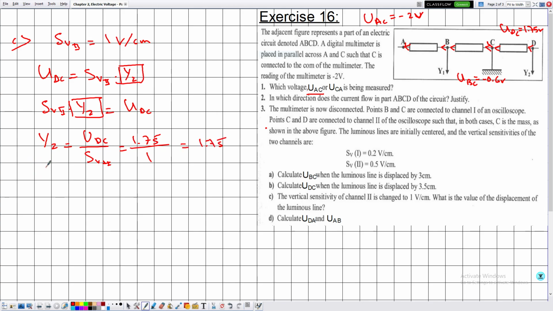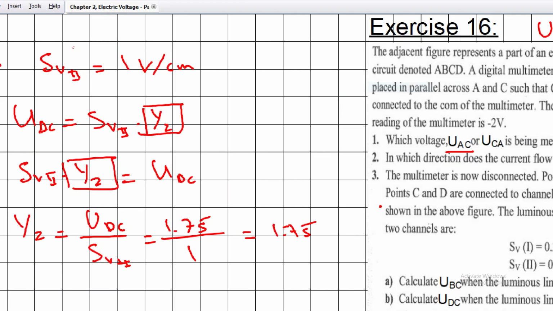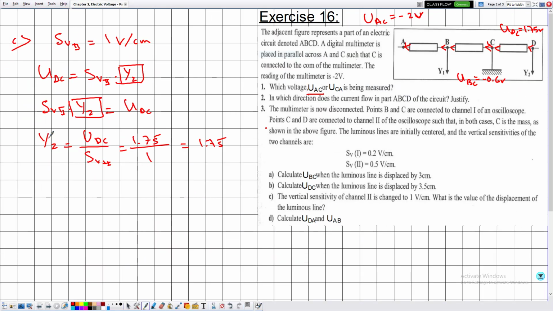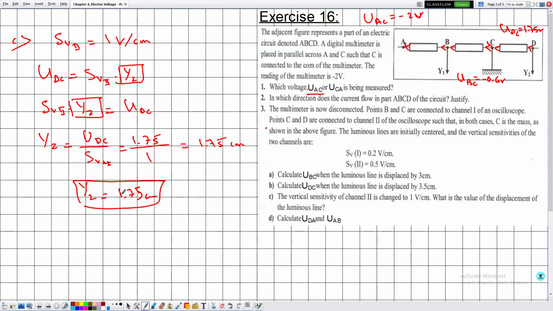Now, because everything is expressed in the SI, the value of y2 will be in the SI. Notice that since this is volts per centimeter, this will be expressed in centimeters. Then y2 is given by 1.75 centimeters. And the value of y2 is positive because the voltage that you are measuring is positive. So instead of being displaced upward by 3.5, it will be displaced upward by 1.75.